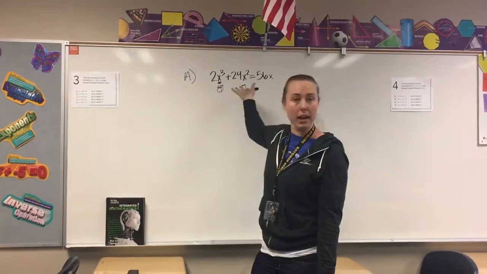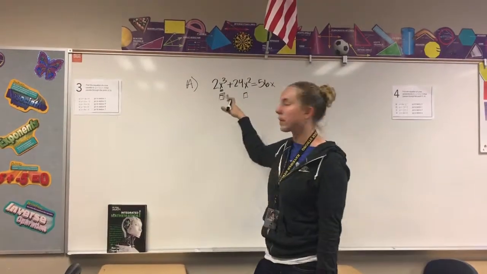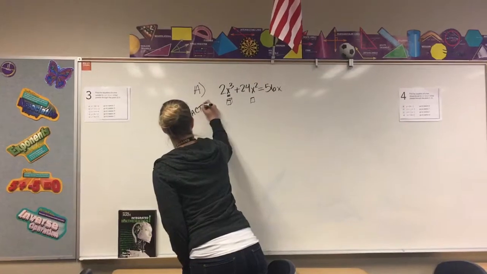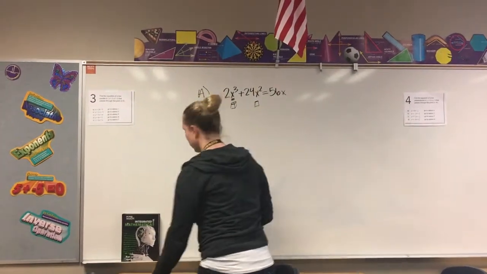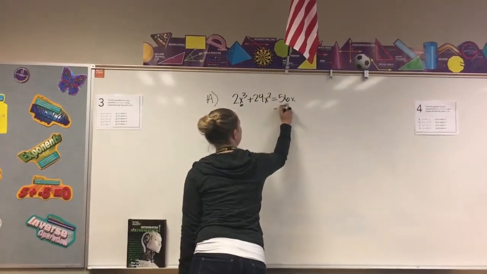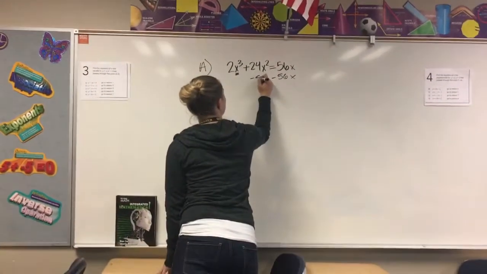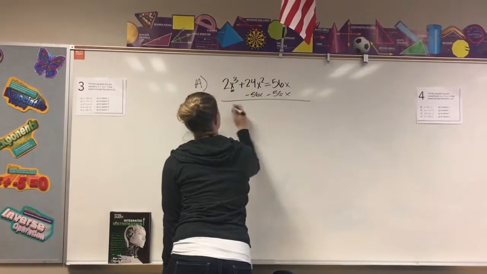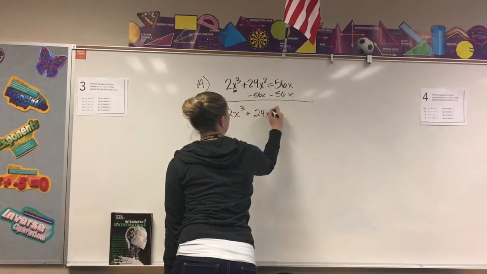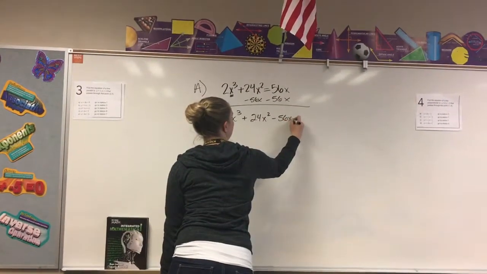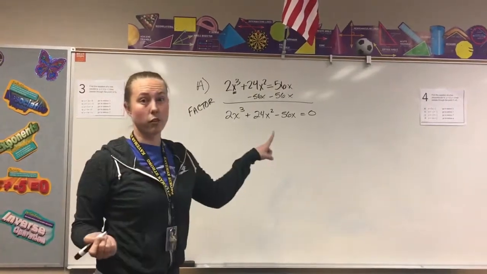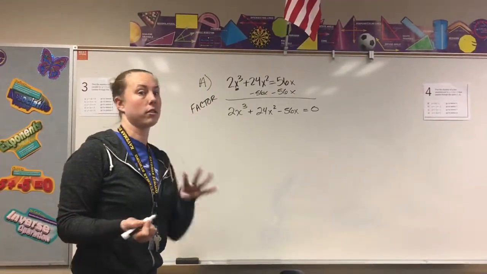So since we can't combine any of our x's, we need to get everything onto one side and factor. So, I'm going to subtract the 56x so that it's in standard form. Now that it's in standard form, we have 4 different strategies that we can use to solve this problem.